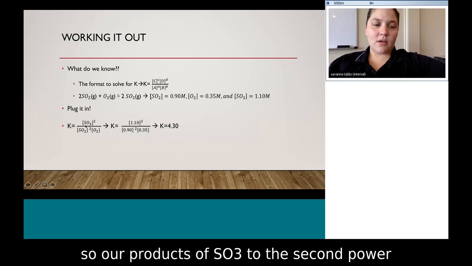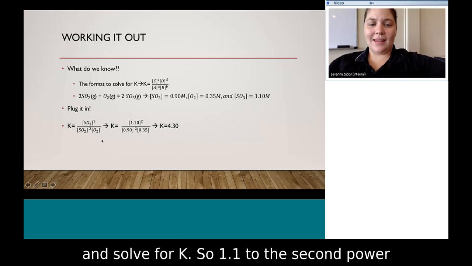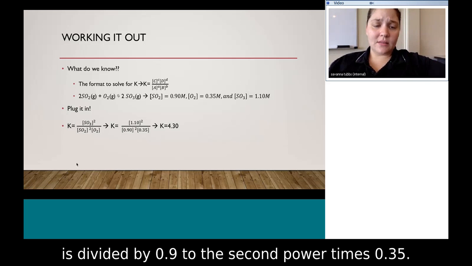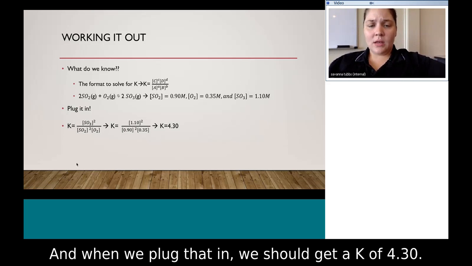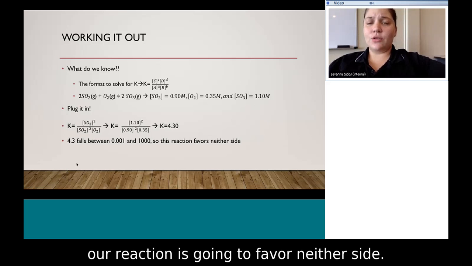So our products, SO3 to the second power, divided by SO2 to the second power times O2. So we can plug those concentrations in and solve for K. So 1.1 to the second power divided by 0.9 to the second power times 0.35. And when we plug that in, we should get a K of 4.30. Because 4.30 falls in between 0.001 and 1,000, our reaction is going to favor neither side.